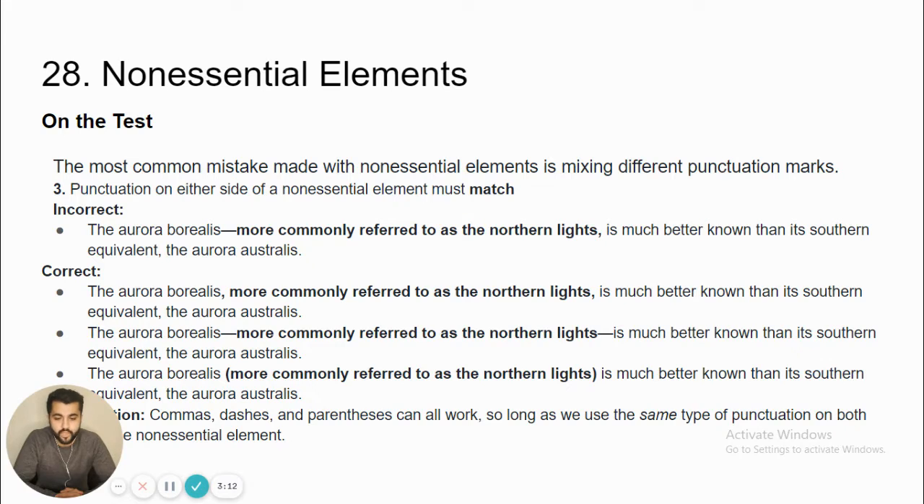Okay, so the most common mistake that is made with non-essential clauses is mixing different punctuation marks. If you're using commas, use commas on both sides, and if you're using dashes, use dashes on both sides. For example: the aurora borealis dash, more commonly referred to as the northern lights, comma, is better known than its southern equivalent, the aurora australis. The main error here is that first we've used a dash and then we've used a comma. If you're going to use the comma, use commas both times. Use dashes both times, and use parentheses both times.